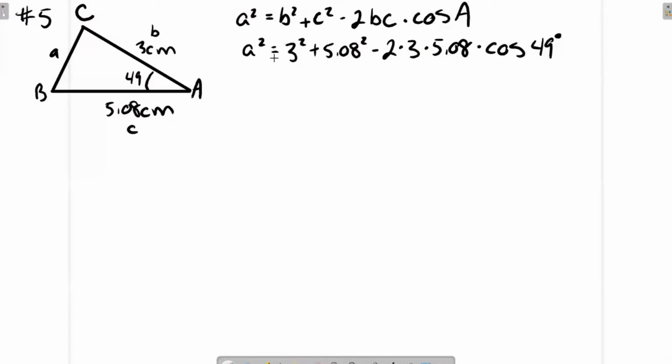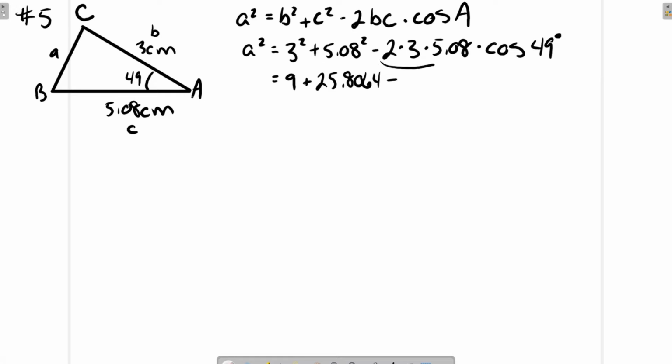Once I've got everything substituted into the equation, now it's just a matter of crunching all of the numbers. So this 3 squared is equal to 9. 5.08 squared is 25.8064. Then I'm going to multiply.